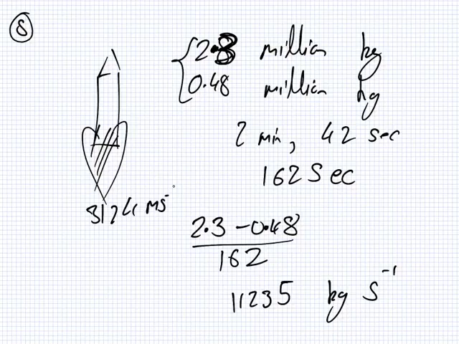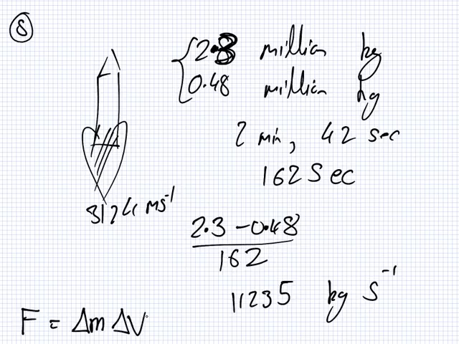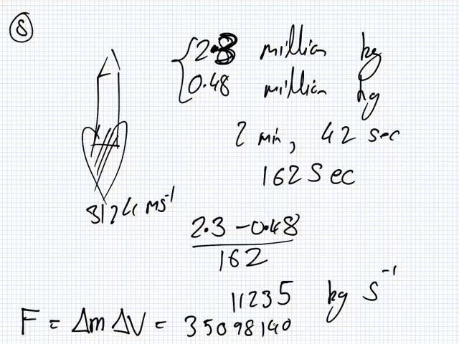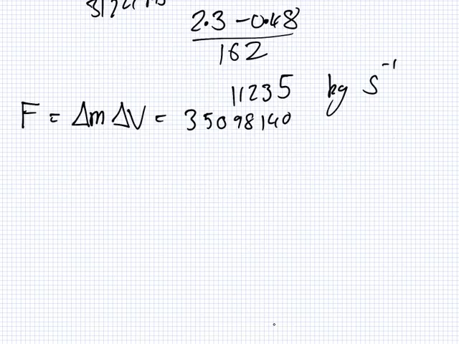It's coming out at 3124 meters per second. So you know then that the force for the rocket would be how much mass per second is ejected multiplied by the speed. So in this case it would be 11235 times 3124. So that's a large number, 35,098,140. Now my question was actually, what was the acceleration?